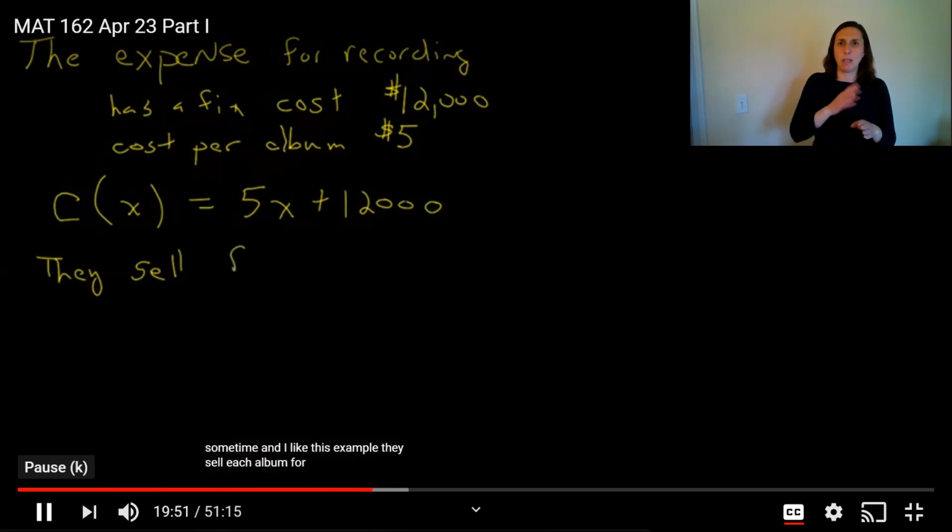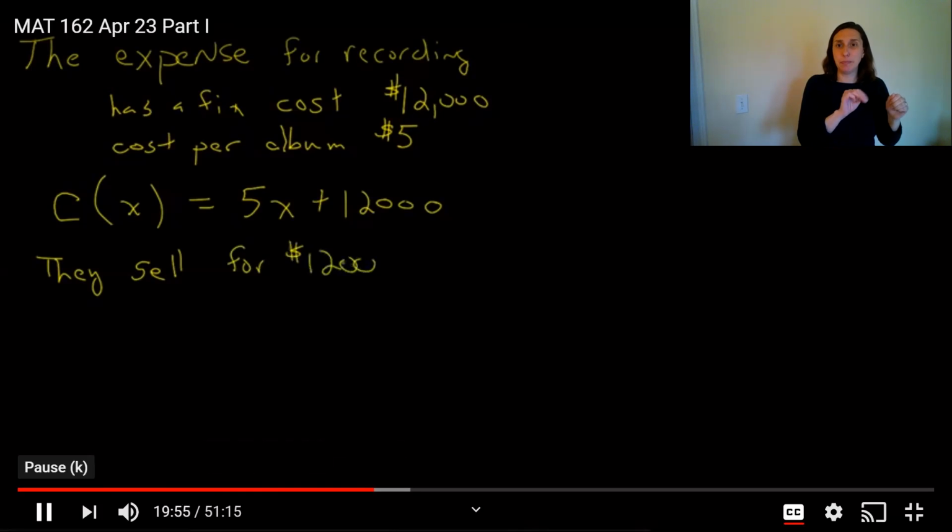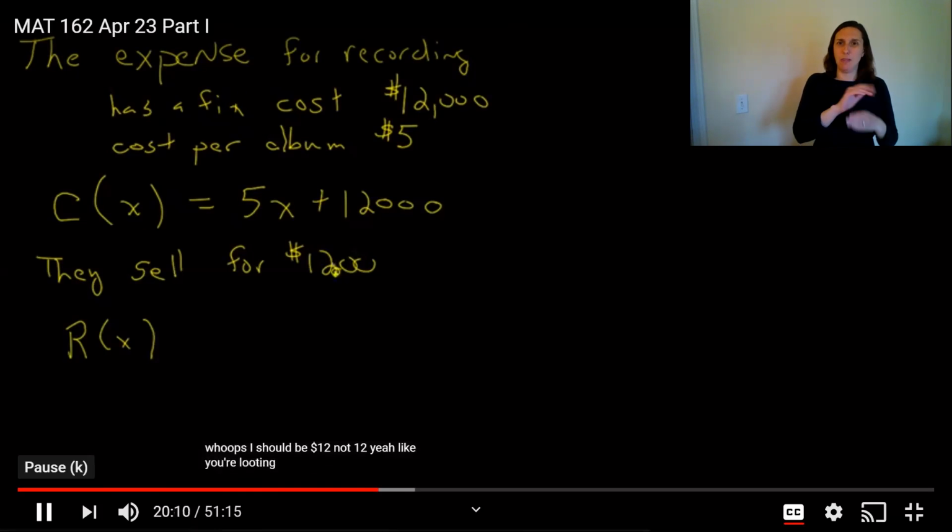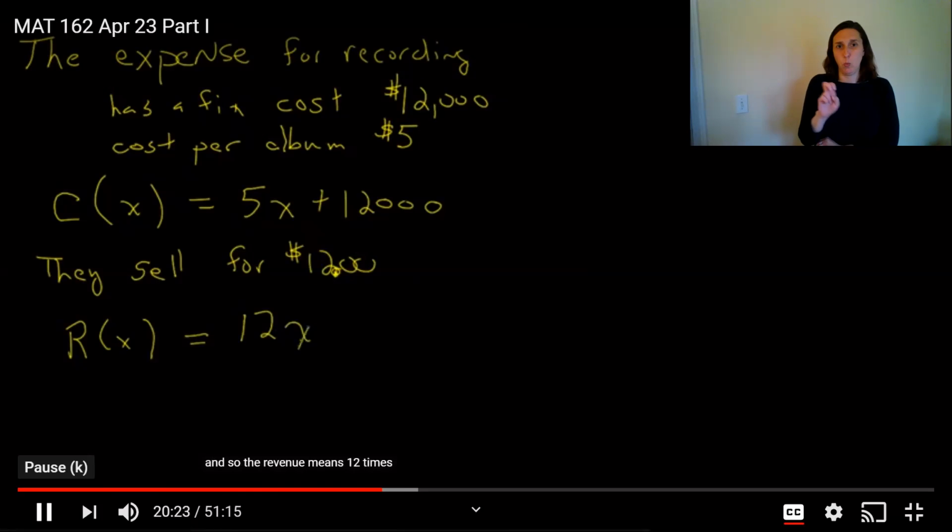They sell each album for $12. And so we can make a revenue function. It should be $12, not 12. You know, like a Wu-Tang Clan album. Sorry about that. And so the revenue is 12 times x. And this happens a lot in businesses.